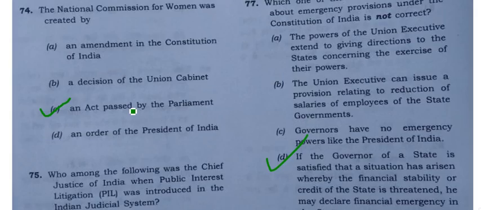74th one: the National Commission for Women was created by an amendment in the Constitution of India. Yeah, some constitutional body can be amended, but National Commission for Women is not a constitutional body. A decision of Union Cabinet. Yeah, some non-constitutional body can be done, like Niti Aayog, but it's not like that. An act passed by the Parliament, so it's like a statutory body. National Commission for Women can be created by an act passed by the Parliament. So this is the right option.